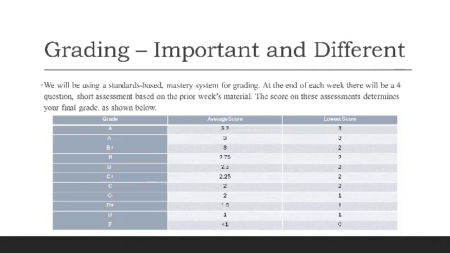That's where we see the difference between an A- and a B+. Both have the same average score. But if your average score is a 3, but your lowest score is a 2, then you're getting a B+.